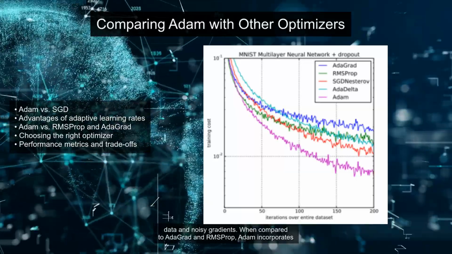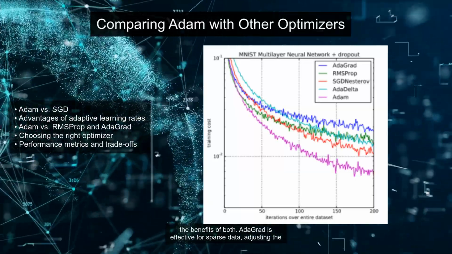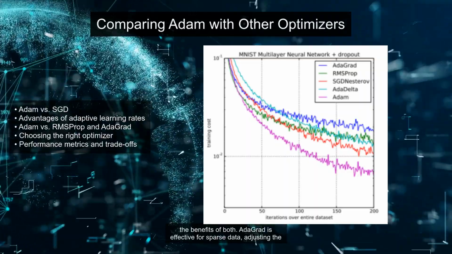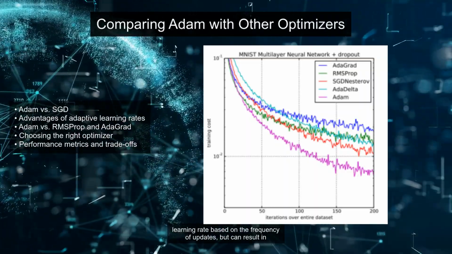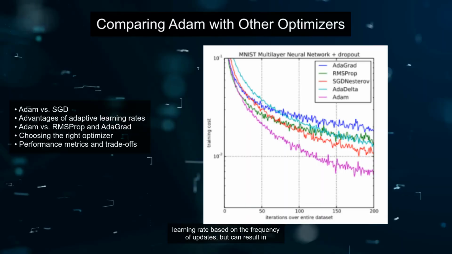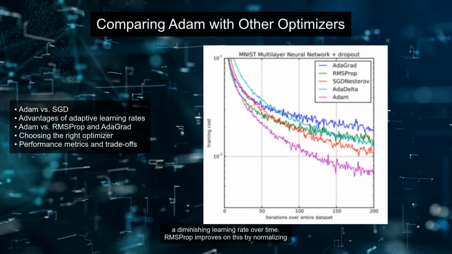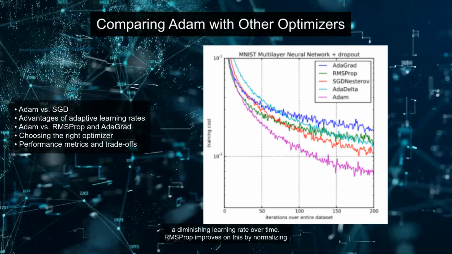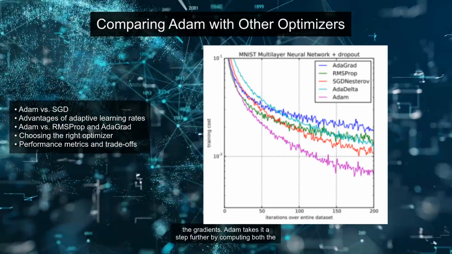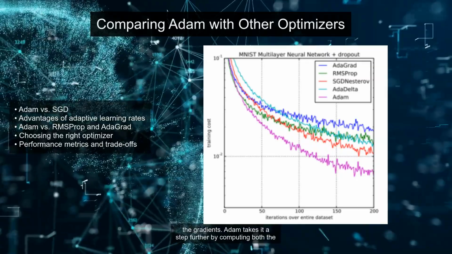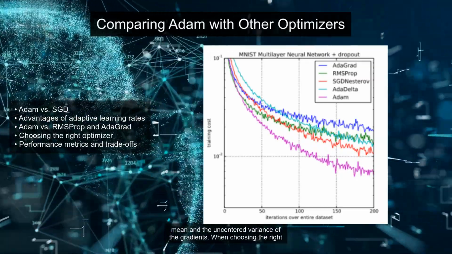When compared to AdaGrad and RMSProp, ADAM incorporates the benefits of both. AdaGrad is effective for sparse data, adjusting the learning rate based on the frequency of updates, but can result in a diminishing learning rate over time. RMSProp improves on this by normalizing the gradients. ADAM takes it a step further by computing both the mean and the uncentered variance of the gradients.